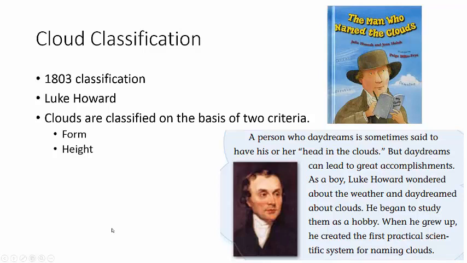So I want to talk a little bit about the guy who had his head in the clouds, Luke Howard. In 1803, he came up with the classification for clouds, and we still use it today. He basically said, okay, it's on two different criteria, form and height. Right, so this is the guy that ruined it for everybody who likes to stare up at the clouds and say, oh, look, that one looks like a puppy, or I see an elephant. Right? Yeah, no more.